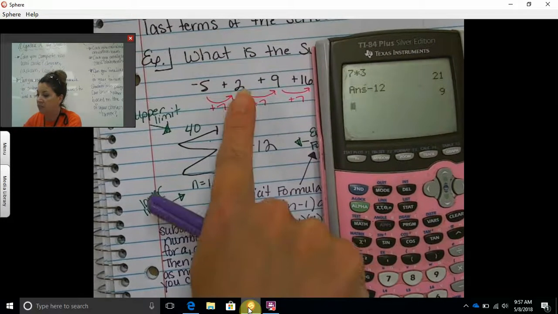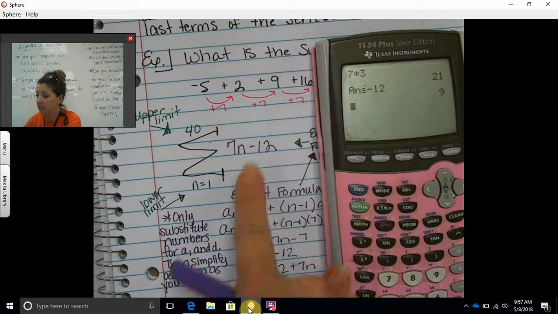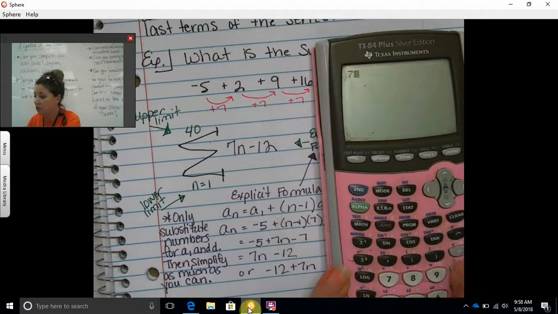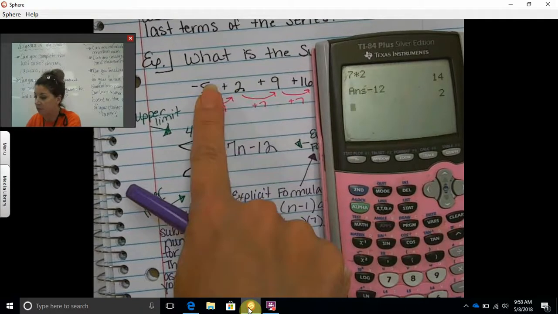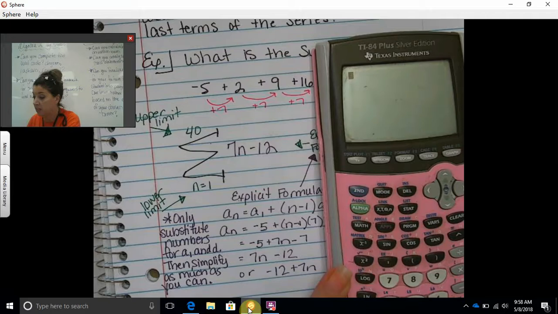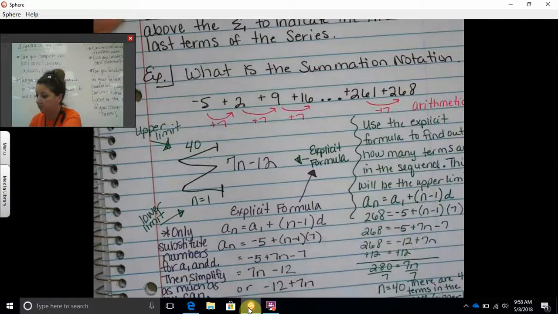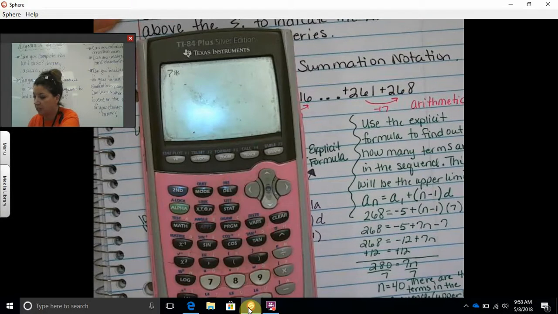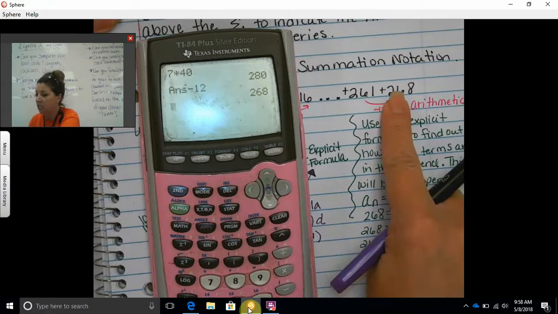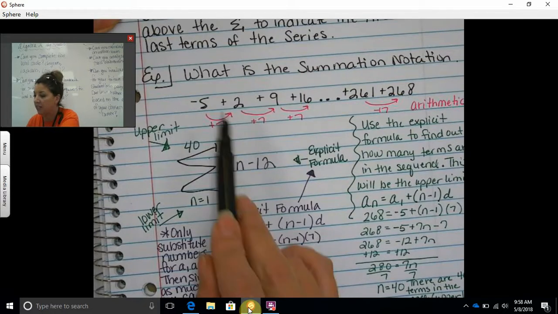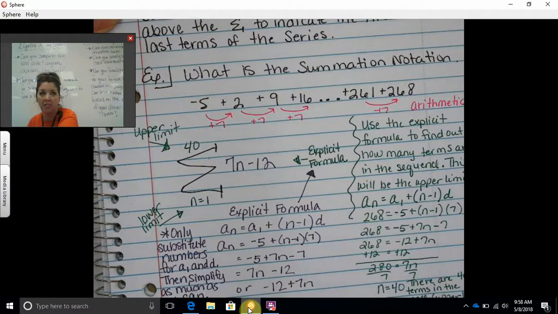Yeah. If I want to know the second term in the sequence, for n, I'd plug in a 2. So 7 times 2 is 14, minus 12 is 2. If I want to know the first term of the sequence, 7 times 1 is 7. 7 minus 12 is negative 5. This is the 40th term in the sequence, right? So 7 times 40 is 280, minus 12 is 268. So this is like the formula for finding whatever term number that you want in the sequence, okay?